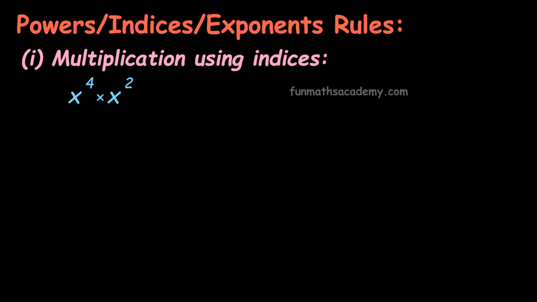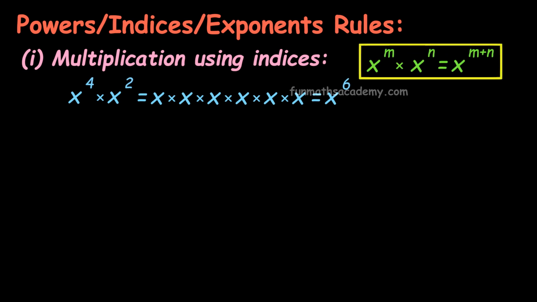What does x power 4 mean? It means x times x times x times x. What about x squared? It means x times x. Now it becomes x times x times x times x times x times x, which is x power 6. So multiplying x power 4 times x power 2 gives us x power 6. And notice how we add the powers. 4 plus 2 is equal to 6. So when multiplying, you add the powers.